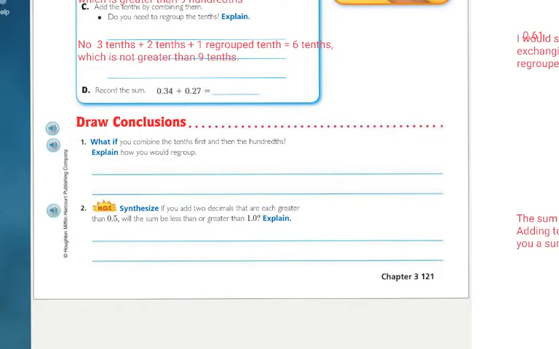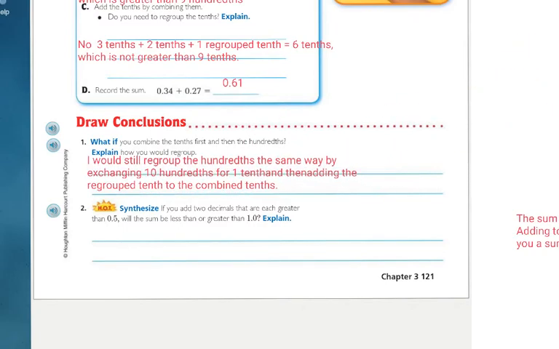Draw conclusions. What if you combine the tenths first and then the hundredths? Explain how you would regroup. Well, I would still regroup the hundredths the same way by exchanging the 10 hundredths for 1/10 and then adding the regrouped tenth to the combined tenths.